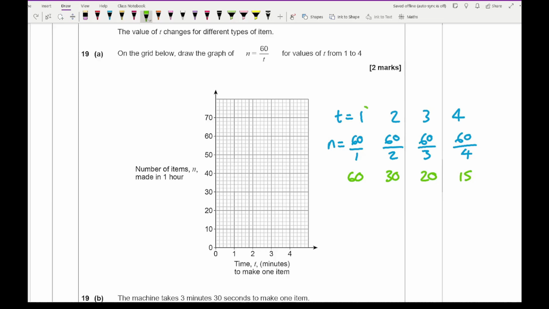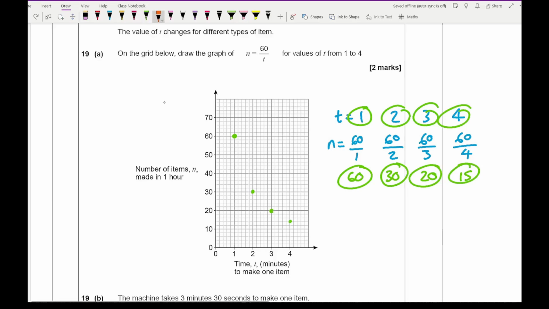So the points I then want to plot are 1, 60, so that's there. The next one is 2, 30, which is there. Then 3, 20, which is there. And 4, 15, which is there. And then all that's left for me to then do is to join those points up, being as accurate as possible.